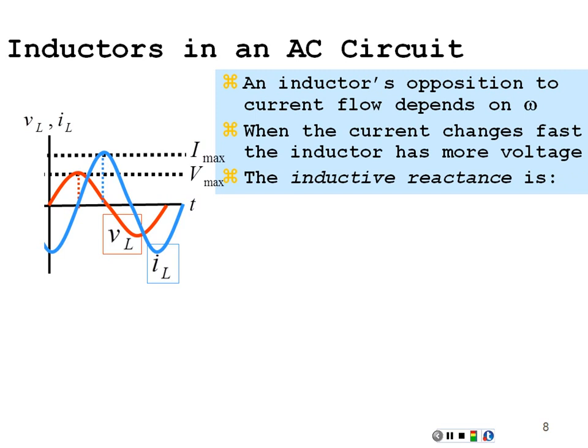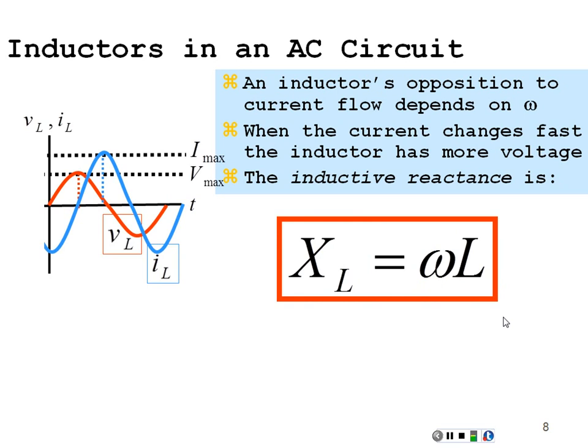We can quantify this by what we call the inductive reactance. It's basically a measure of the inductor's opposition to the flow of current in your circuit. And it looks like this. The inductive reactance, which is chi sub L, or you might call it X sub L, is proportional to the inductance times the angular frequency. So it's also proportional to the angular frequency. When the angular frequency is high, the inductor has a lot of influence, a lot of opposition to the flow of current in that circuit.